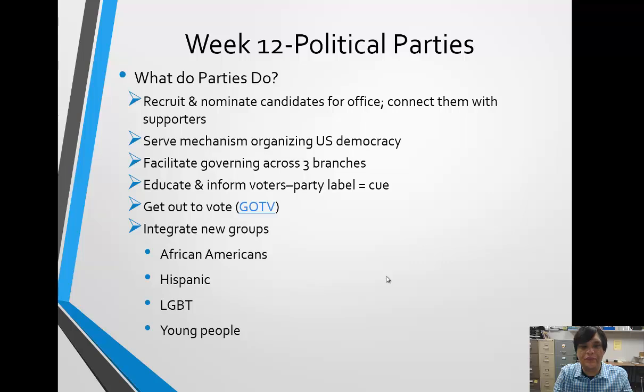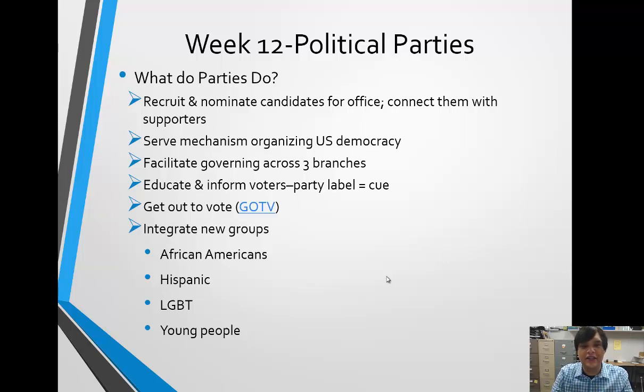Also, parties get out the vote. Parties are very active in getting out the vote. They want to make sure that their supporters get to the polls. They'll run vans, they'll run shuttles, that sort of thing, to ultimately bring people to the polls. Also, you'll have things such as canvassing. They'll go door to door and talk about the issues and things like that. That is all in an effort to get out the vote, ultimately.